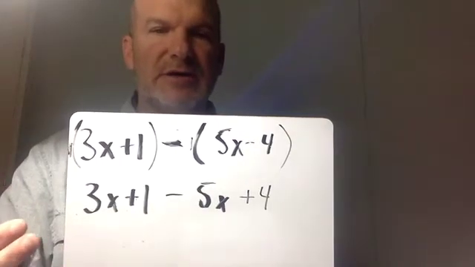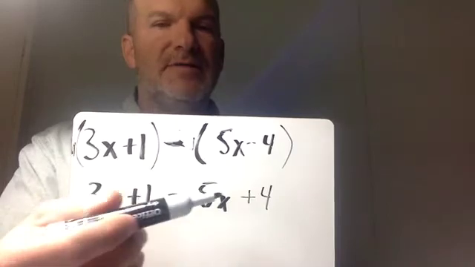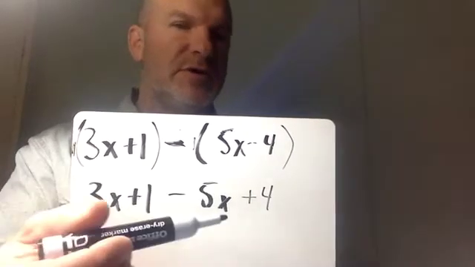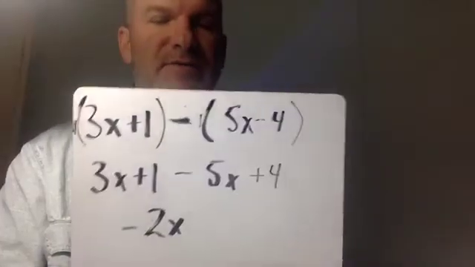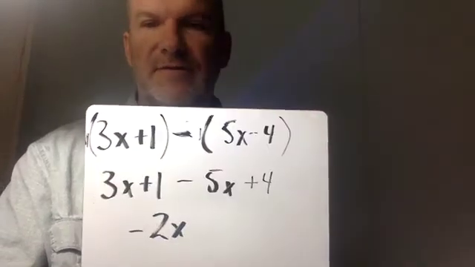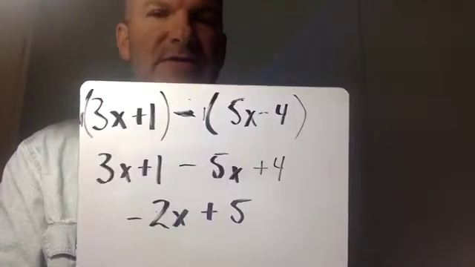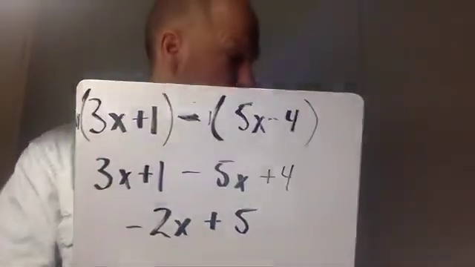Now we can combine our like terms. We have a positive 3x and a negative 5x. So we have $3, but we owe $5. We owe more. So we're at negative 2x. And then we have a positive 1 and a positive 4. We have $1 in this hand and $4 in that hand. We have $5 total. Negative 2x plus 5 is the answer when you subtract those two quantities.